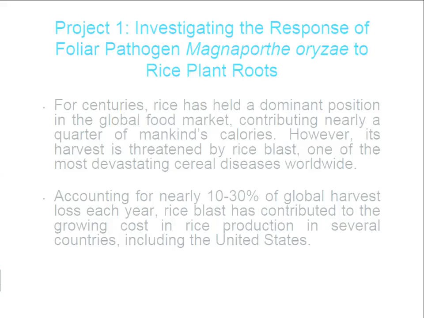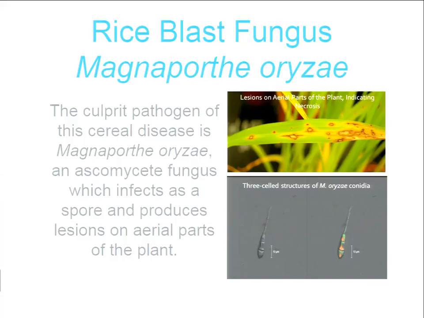Rice blast is a severe cereal disease, so it infects the rice plant and inhibits its ability to yield grain. It accounts for nearly 10 to 30% of global rice harvest loss each year. And it's caused by this fungal pathogen known as Magnaporthe oryzae, as shown there.